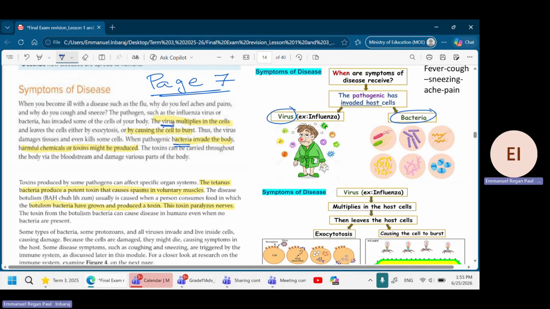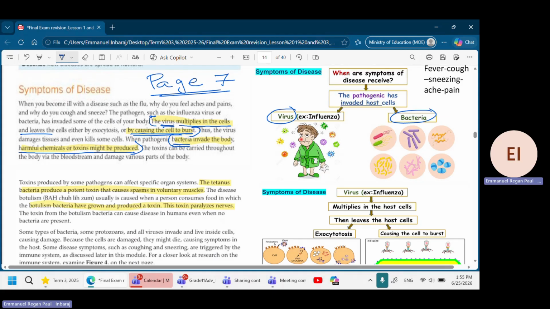If a virus enters, then what will happen? The virus multiplies inside the cell, and after multiplying inside the cell, they will cause the cell to burst. So remember this wording, this is important. If the virus enters your body, the virus will multiply inside the cell and burst the cell. But on the other hand, if bacteria invades the body, the bacteria will release harmful chemicals or toxins.